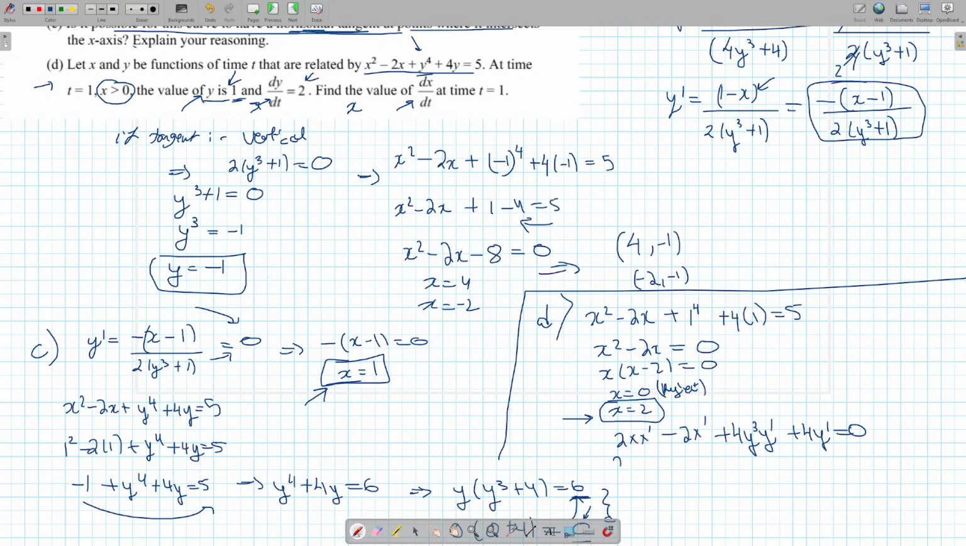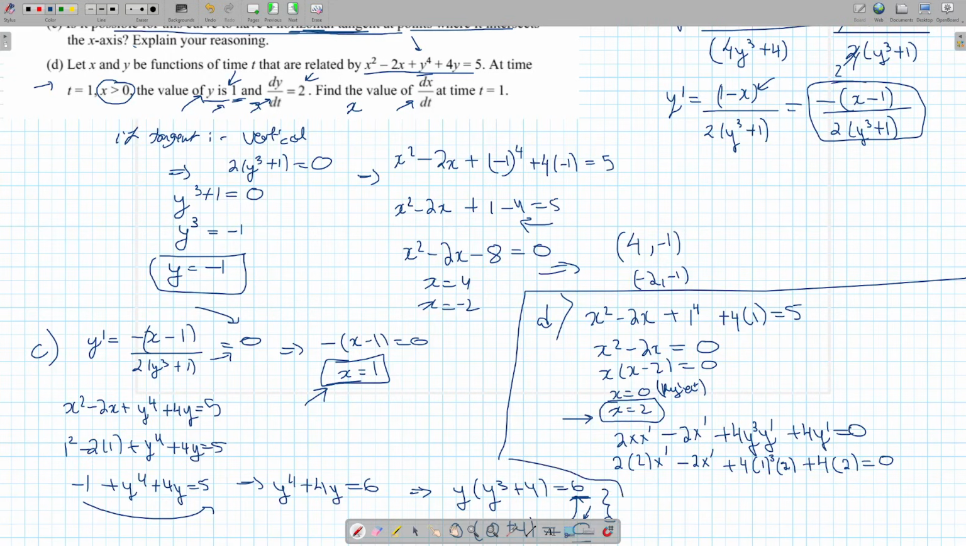2x x prime. So 2 times x is 2 times x prime, we don't know it, minus 2x prime, again we don't know it, plus 4, y is how much? Y is 1, to the power of 3, y prime is 2, plus 4y prime, so 4 times 2 equals 0. This is just a math equation.